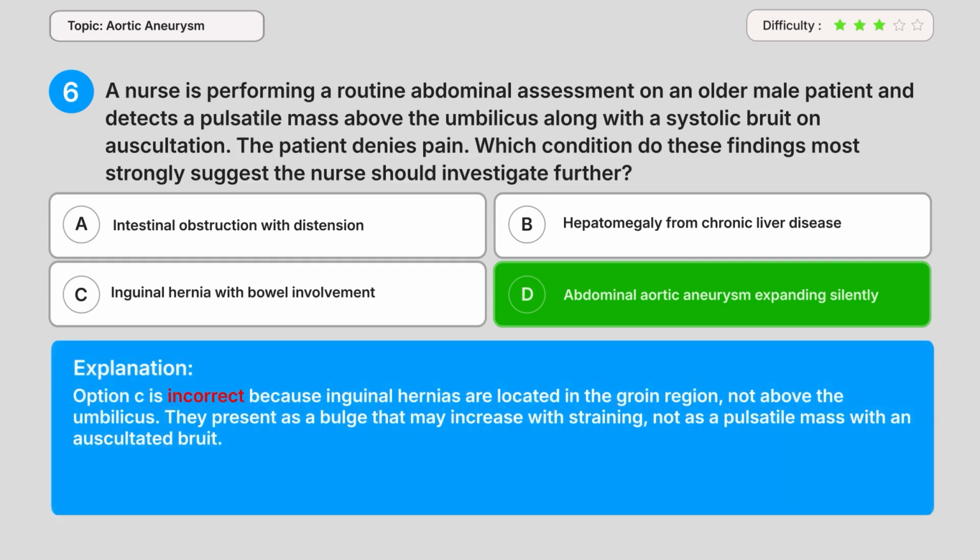Option C is incorrect because inguinal hernias are located in the groin region, not above the umbilicus. They present as a bulge that may increase with straining, not as a pulsatile mass with an auscultated bruit.